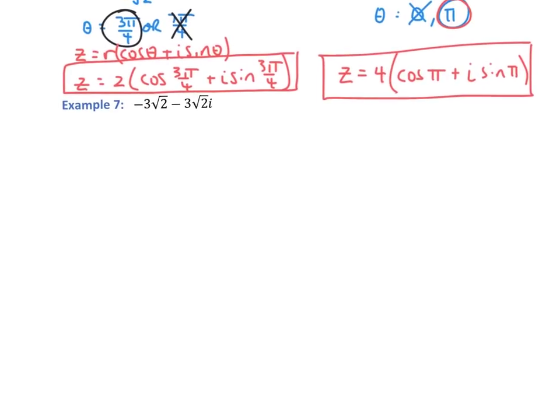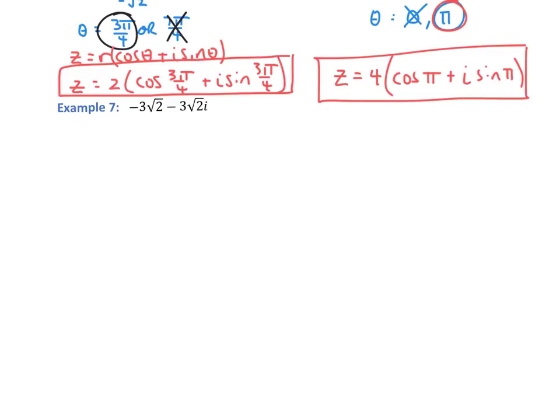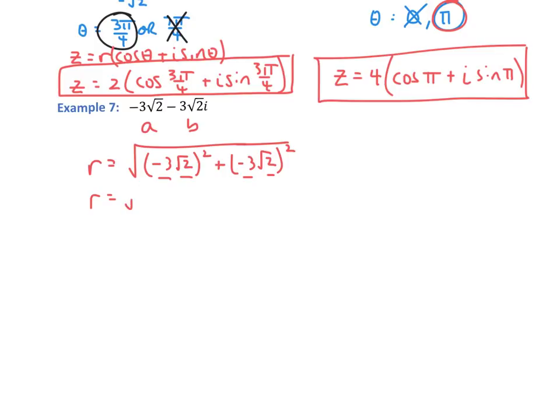Okay, in example 7, again, here's my a, here's my b. r is equal to the square root of negative 3 root 2 quantity squared plus negative 3 root 2 quantity squared. r is equal to what? 9 times 2, which is 18. 9 times 2, which is 18, which gives me 18 plus 18, or 36. Square root of 36 is 6.